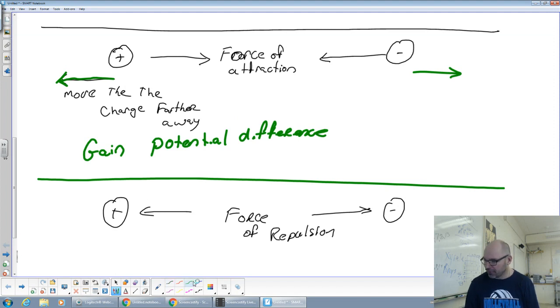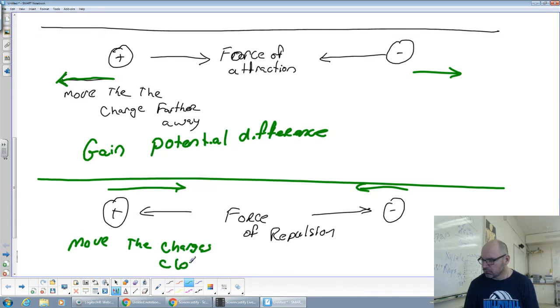So we have to move it, we'll use the same color here, in closer together. So if we move the charge in, so the charge is closer, we gain electric potential difference.